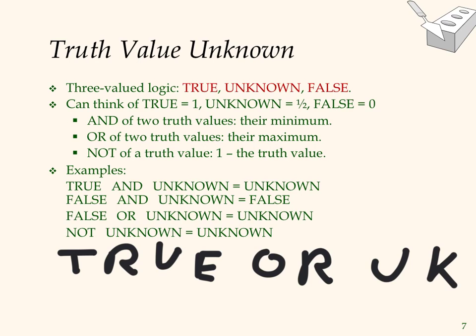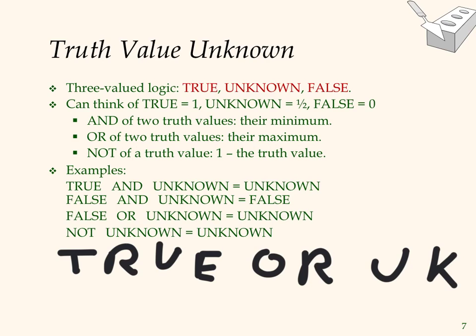So this logic is known as Kleene three-valued logic, after the great American logician Stephen Kleene. One way to remember it that you might find easier than just memorizing the rules is if you think of true as corresponding to 1, false corresponding to 0, then you can think of unknown as corresponding to a half. So that makes sense, right? Unknown is like between true and false.